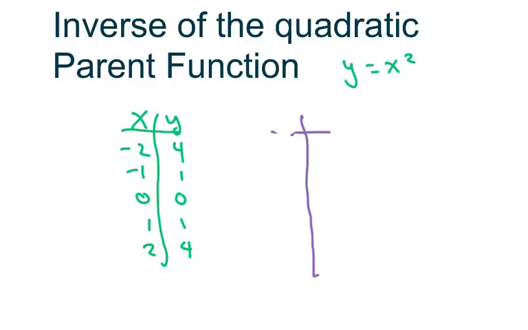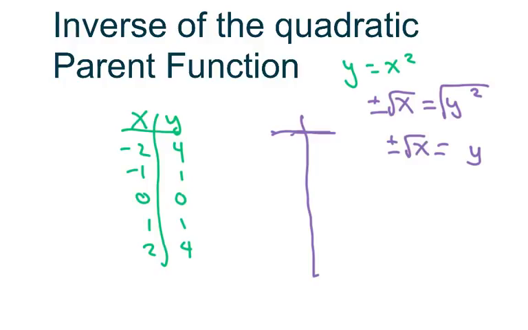Basically what I'm going to do on this one is switch the x and the y. So you get x equals y squared. Now when you square root both sides, you get plus and minus. So y equals plus and minus square root of x. And that's just switching these around. So you get 4, 1, 0, 1, 4 will be your x, and your y is going to be -2, -1, 0, 1, 2.